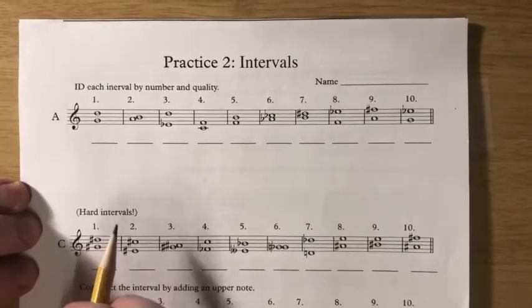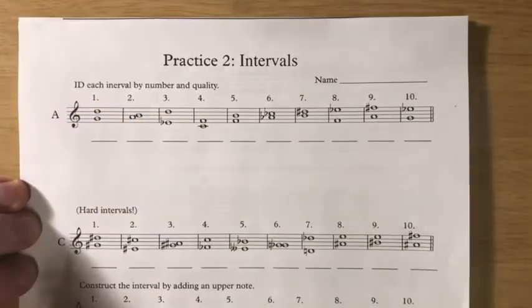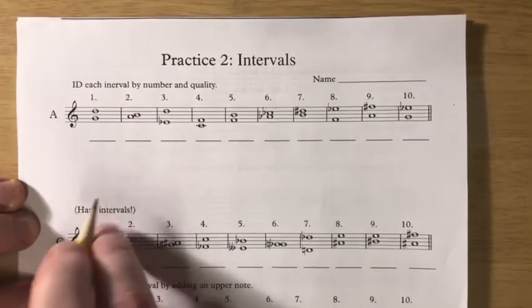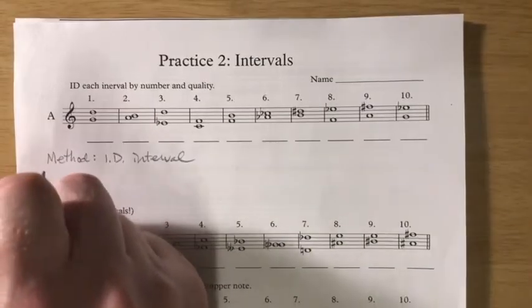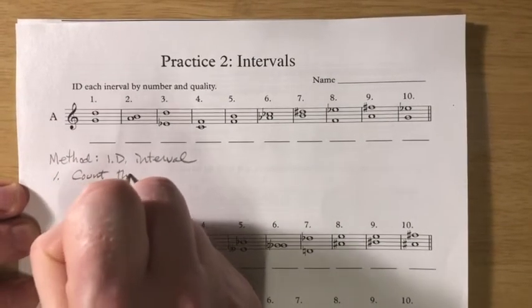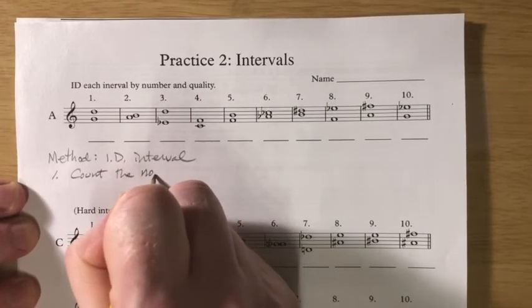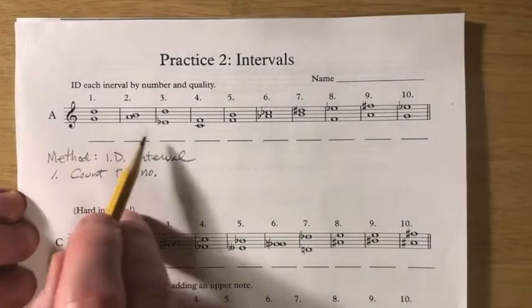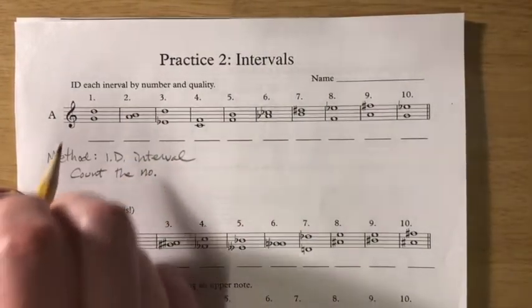Practice 2, intervals. Identify each interval by number and quality. Let me give you a method here. There's a space where I can actually write a method in. 1, count the number. You always do that first, and it's very straightforward. Regardless of the accidentals, you can count the number of the interval.